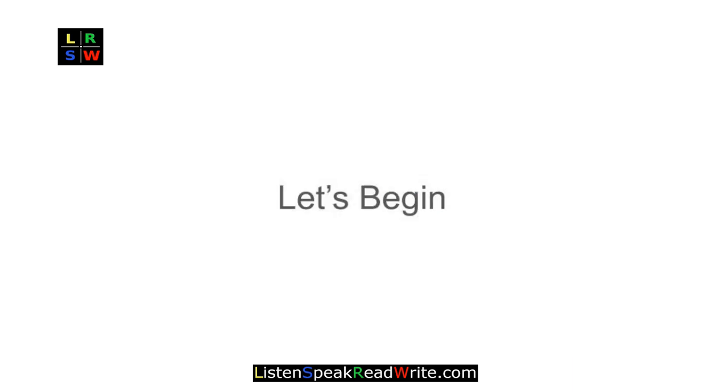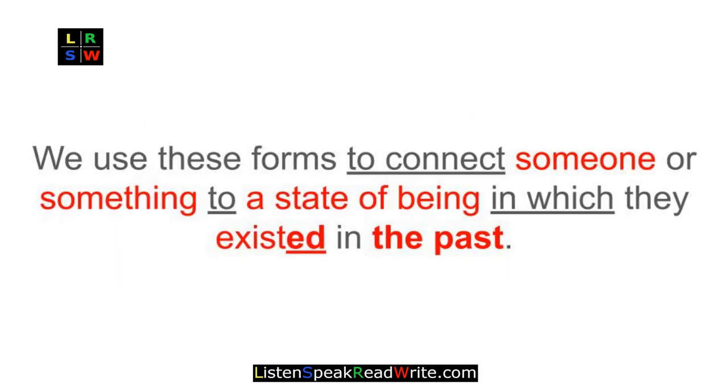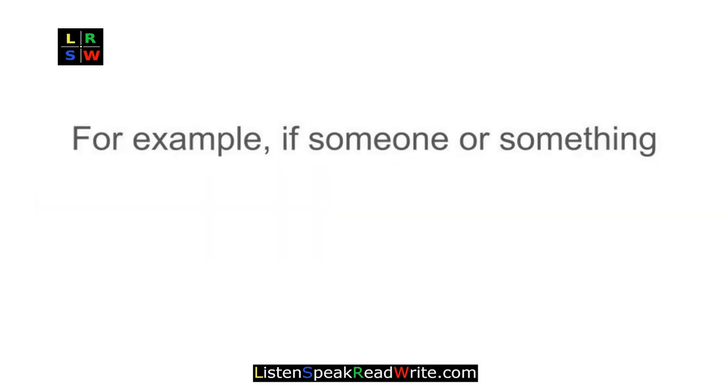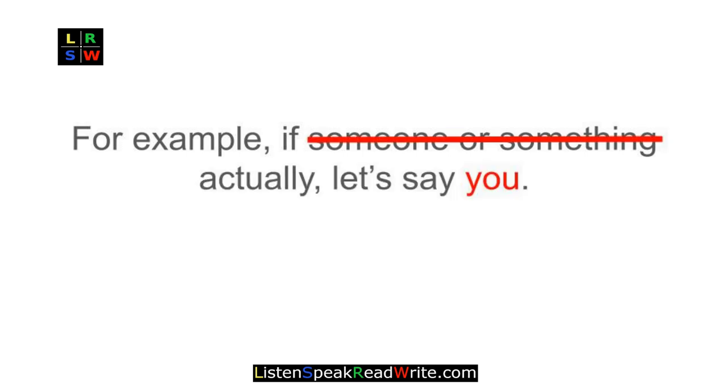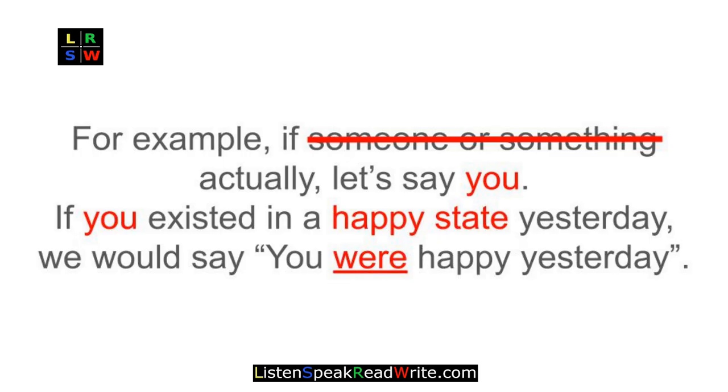Let's begin. Past tense, simple aspect. In the past tense simple aspect, the verb be has two forms, was and were. We use these forms to connect someone or something to a state of being in which they existed in the past. For example, if you existed in a happy state yesterday, we would say you were happy yesterday.